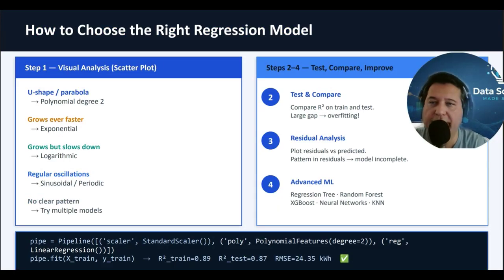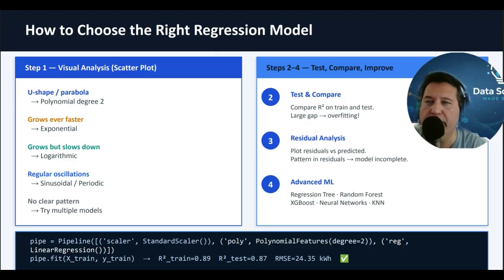How to choose the right regression model. So how do you choose the right model? Follow these steps. First, visual analysis: look at the scatter plot. If it's U-shaped, use a degree 2 polynomial. If it grows even faster, use an exponential. If it grows but slows down, use a logarithmic. If it oscillates, try a sinusoidal model.